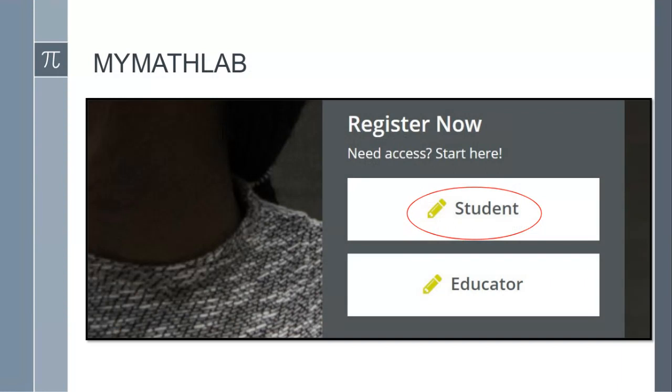For MyMathLab, you would go to mymathlab.com and you would click on student. For some of you, your instructors might have linked it to Blackboard. And if that's the case, then you should have a tab in Blackboard where you just click on it and it's going to help you register. But if they haven't, if they gave you a course ID, that means that you have to go through these steps right here.